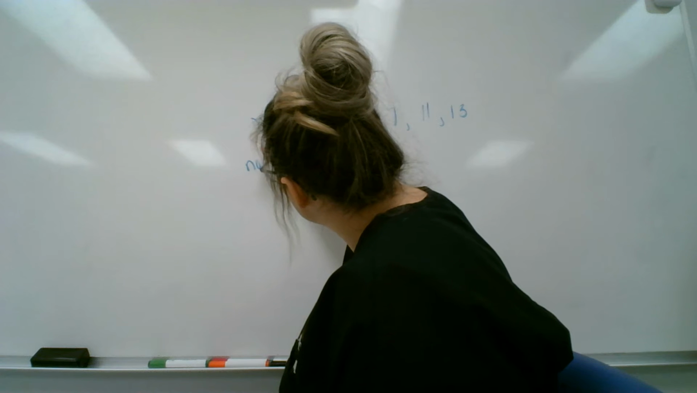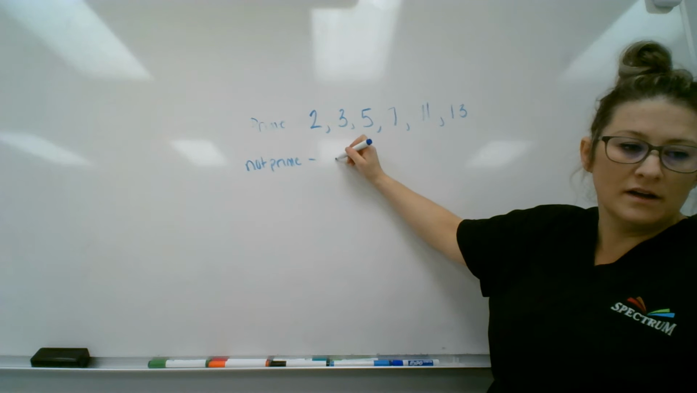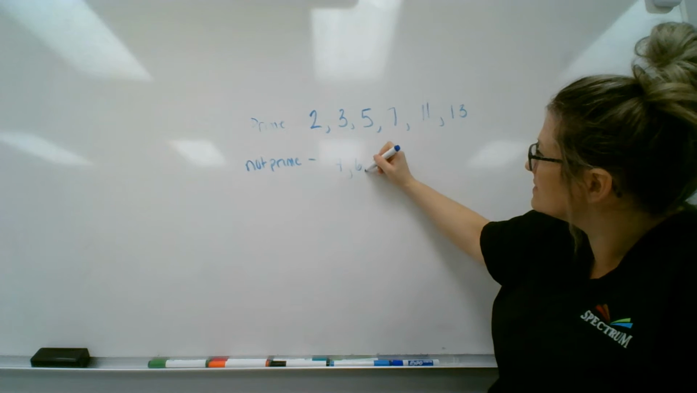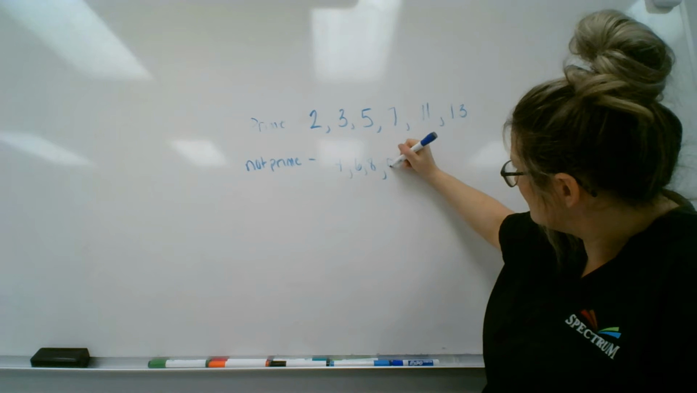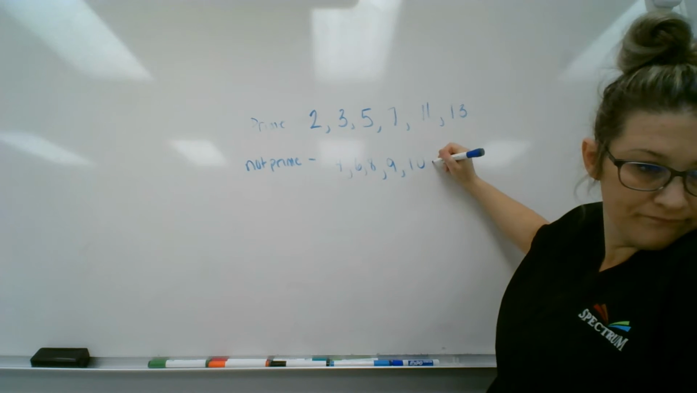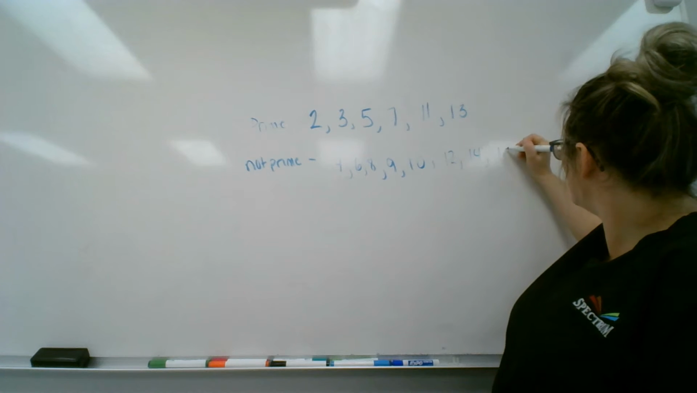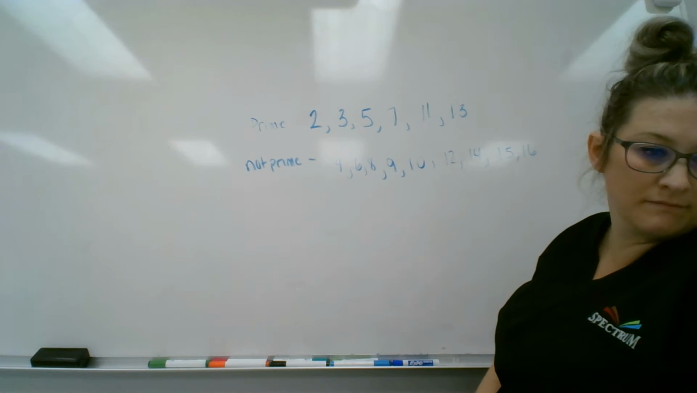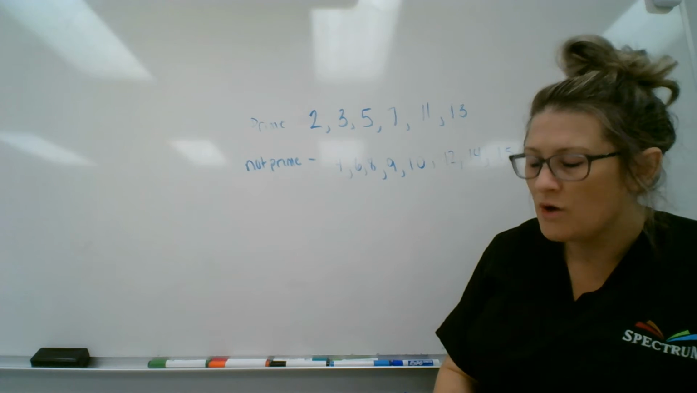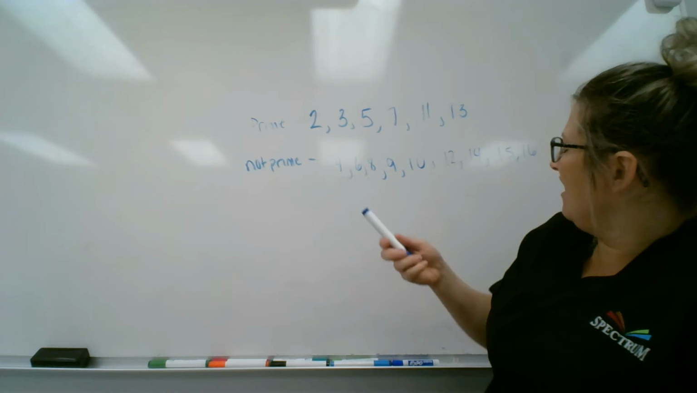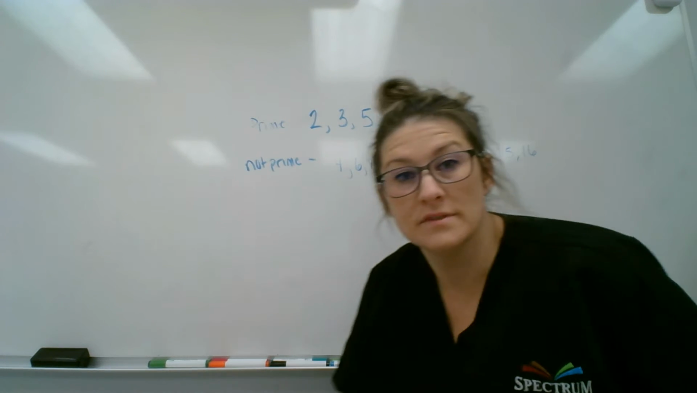Not prime: 4, 6, 8, 9, 10, 12, 14, 15, 16. Okay, those are not prime numbers, which are called composite, which means numbers other than 1 and themselves can divide into these different numbers.